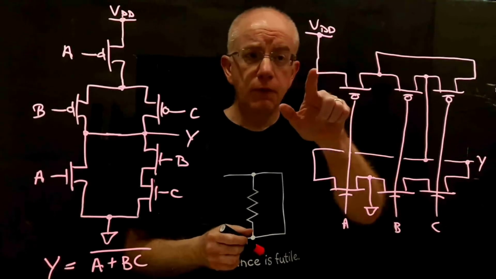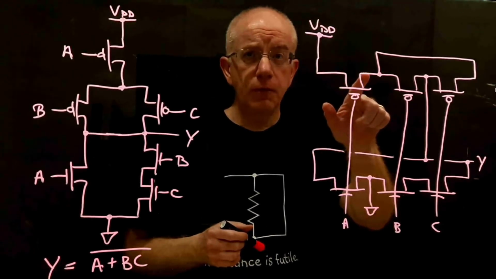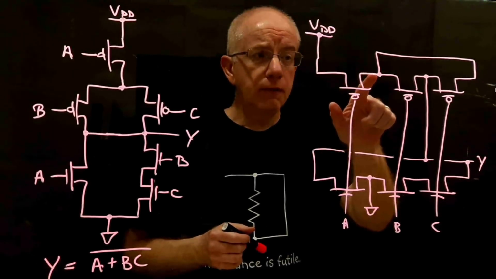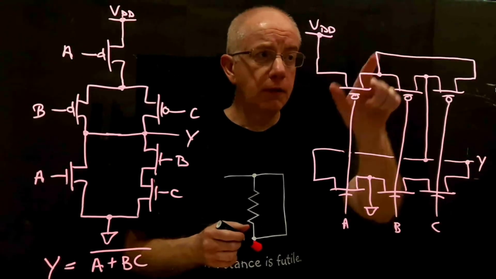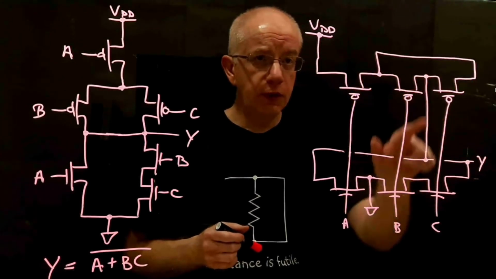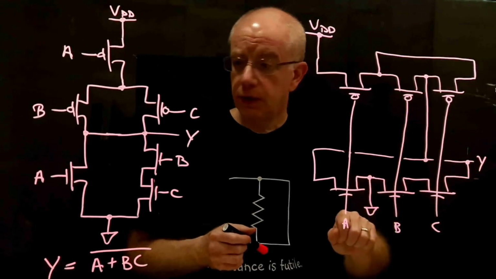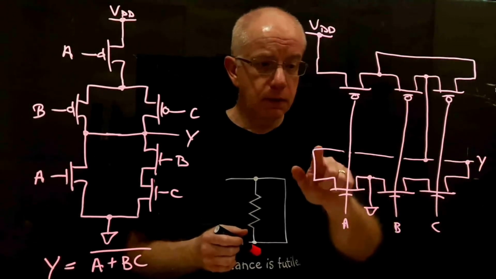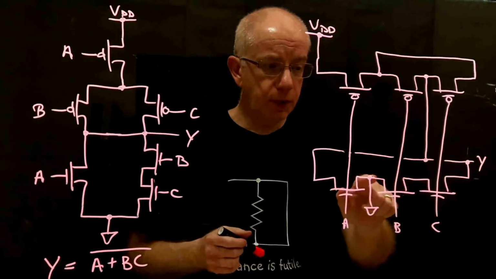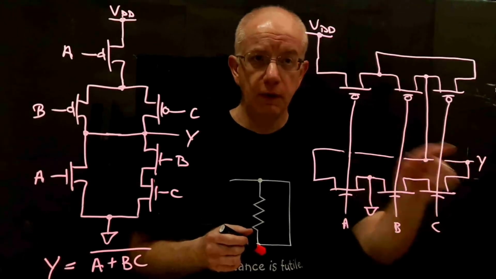So here we come down from VDD, we go through the A transistor for the pull-up network, and then we have a pathway through B, and then through this jumper over here, a pathway through C to get to the output of the gate, which is over here. And then for the pull-down network, we have A connected to the output of the gate, and that appears in parallel with B and C in series connected to the output of the gate.